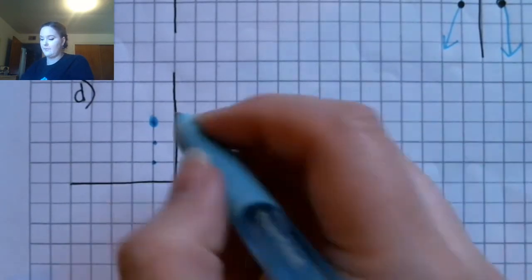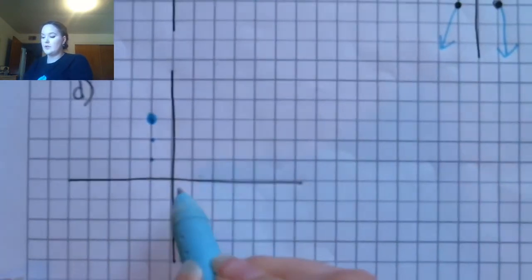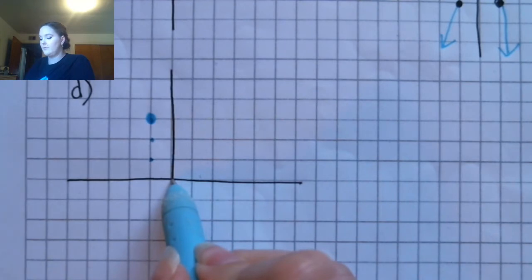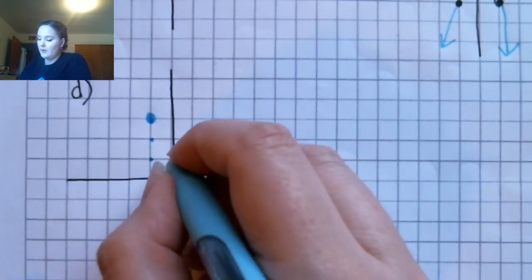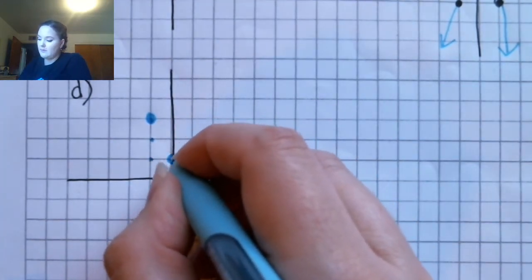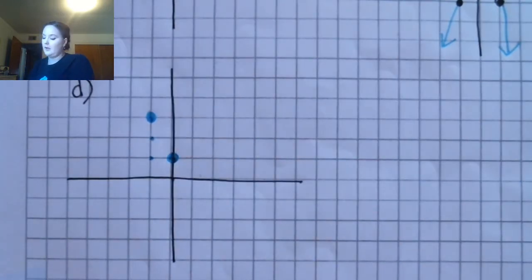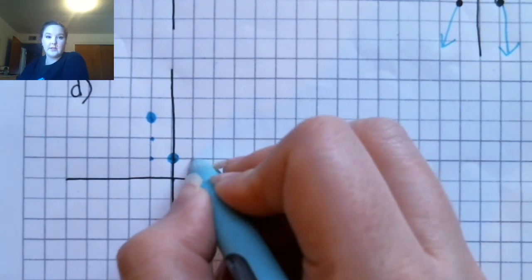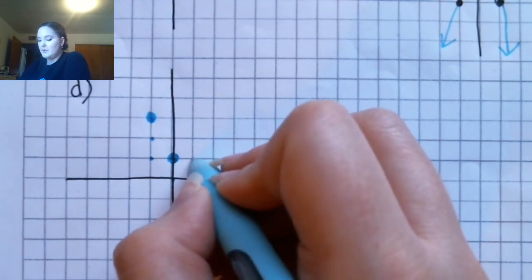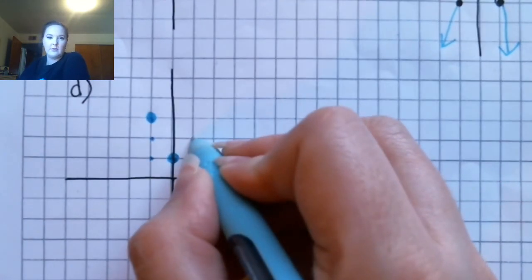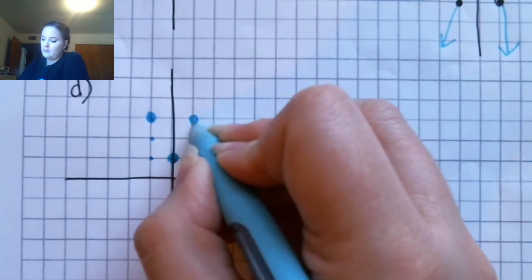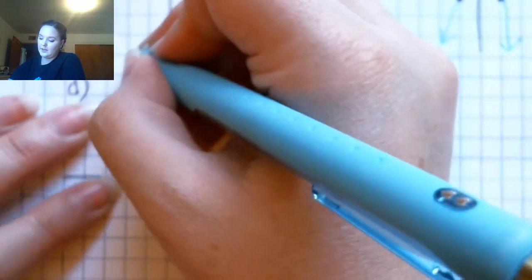Okay, so we're going to start with our key point at 0. We're going to times it by 2. 0 times 2 is 0. Then we're going to move it up 1. Okay, we're going to start with our point here at 1, 1. The x coordinate doesn't change at all. The y coordinate gets times by 2. 1 times 2 is 2. And then we move it up 1. Okay, and then I'm going to connect it.